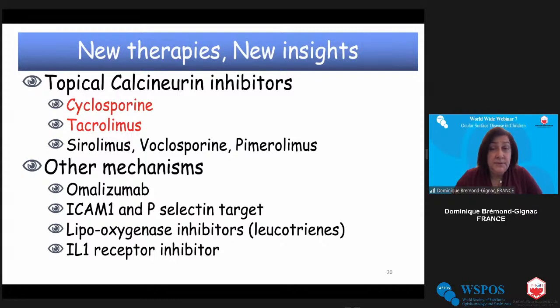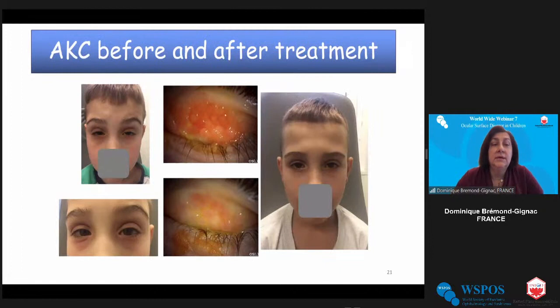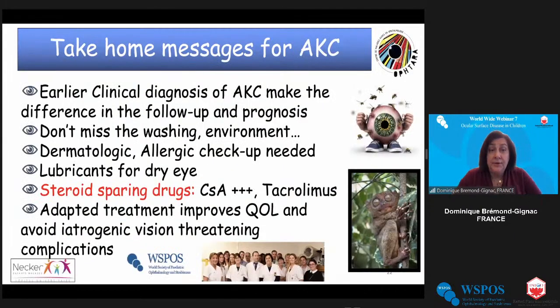So, new therapies, new insight. We have seen cyclosporine and tacrolimus, but we see that we have other topical calcineurin inhibitors or other drugs with different mechanisms as potential. So AKC before and after treatment here: you can see improvement of the eyelid, but also improvement in the giant papillae. So the take-home message for AKC is that earlier clinical diagnosis of AKC makes the difference in the follow-up and the prognosis.